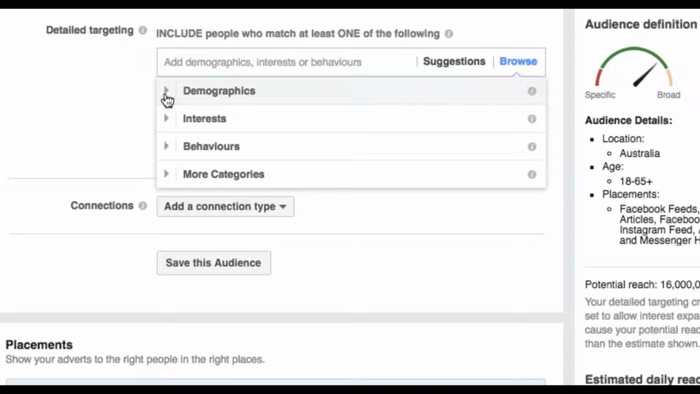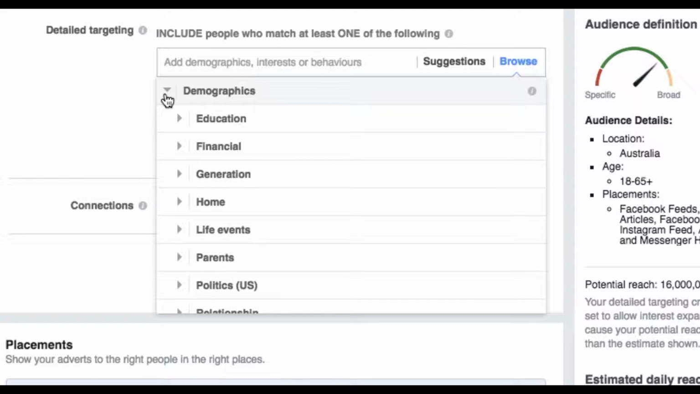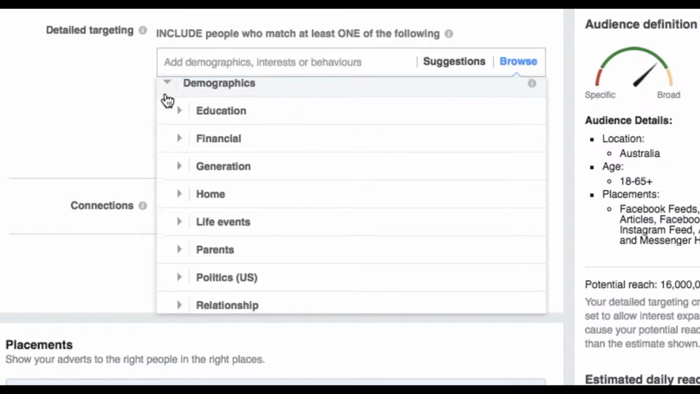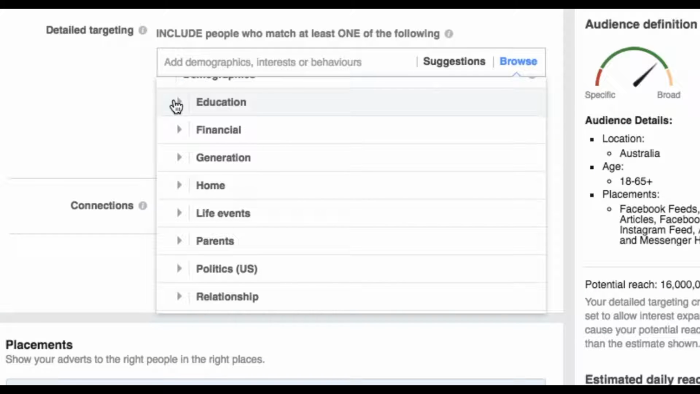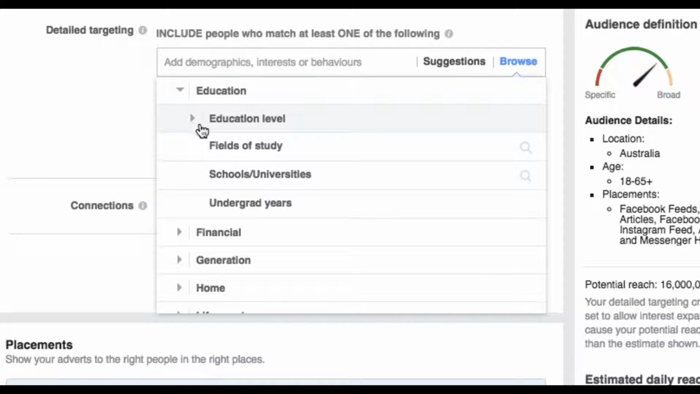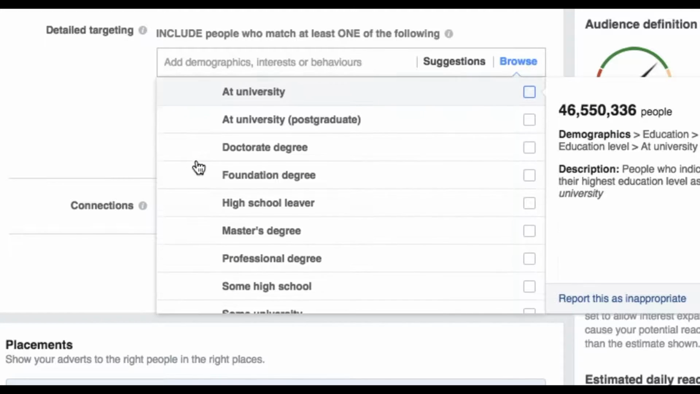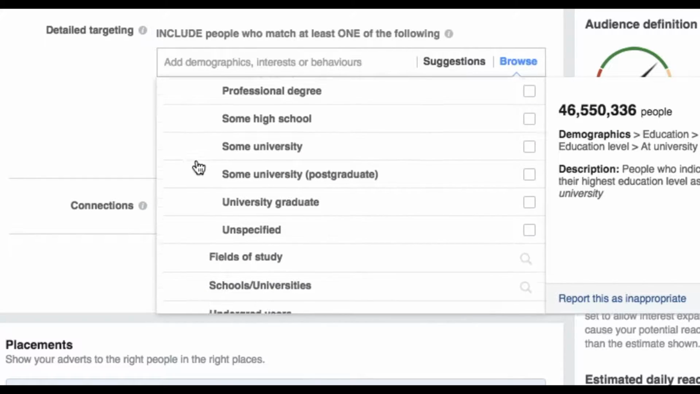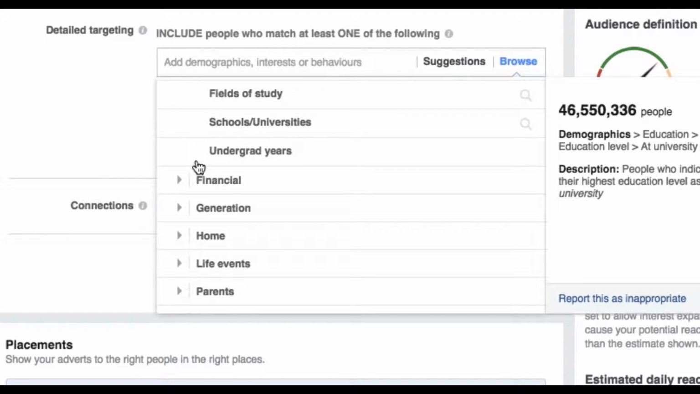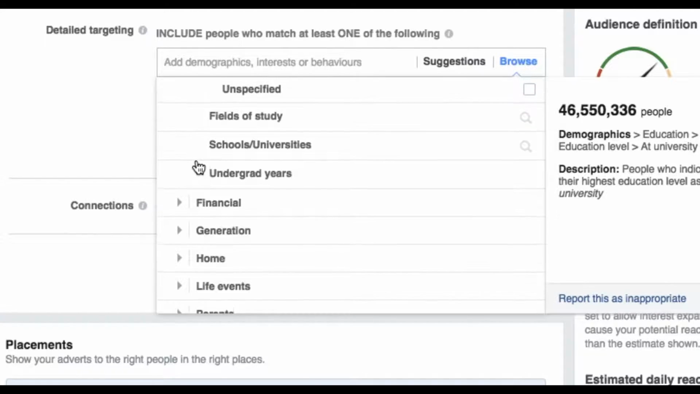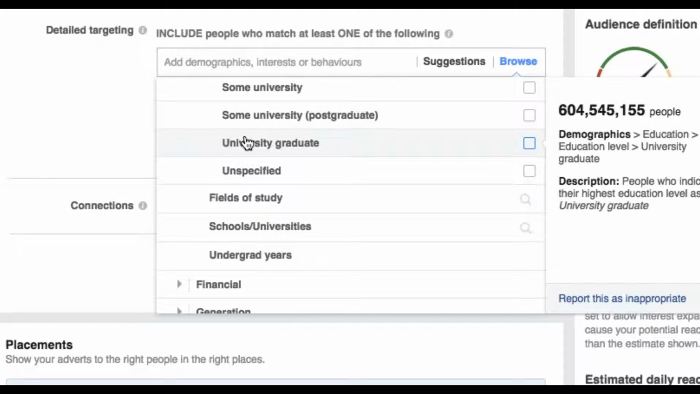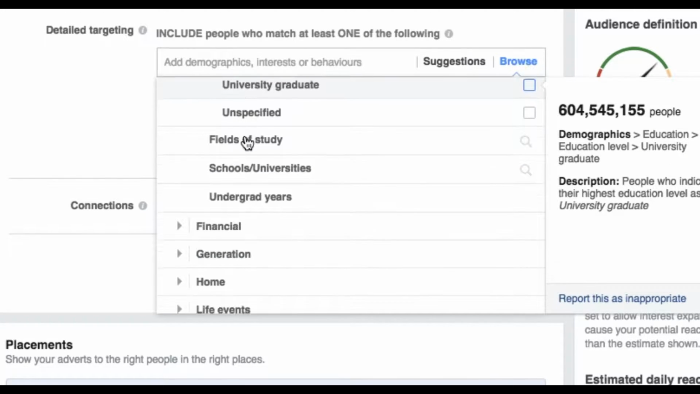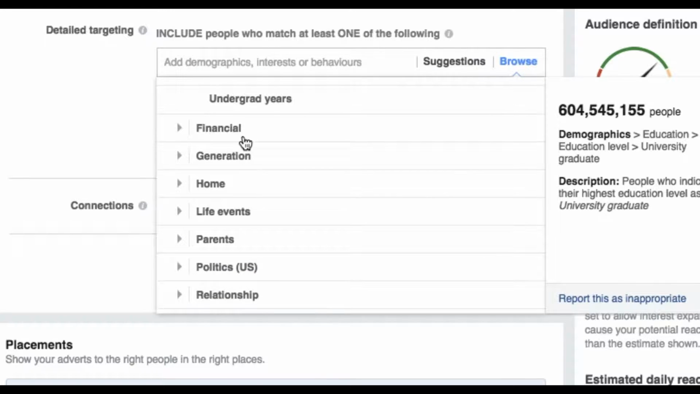Demographics is probably one of the most underutilized sections in here, and it's really specific. You can come under education and target people based on their education level, which is really helpful if you are doing any kind of education product, or something that's specific to people in a specific field of study, or whether you want something that's targeted to uni graduates. Some really cool targeting you can do there.